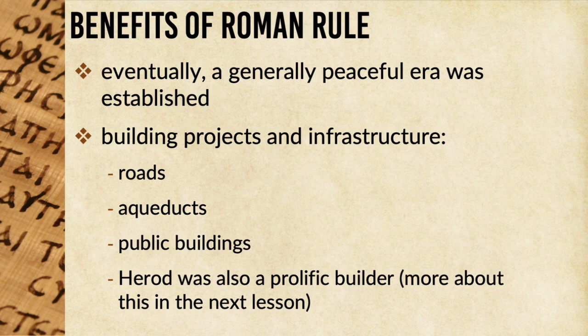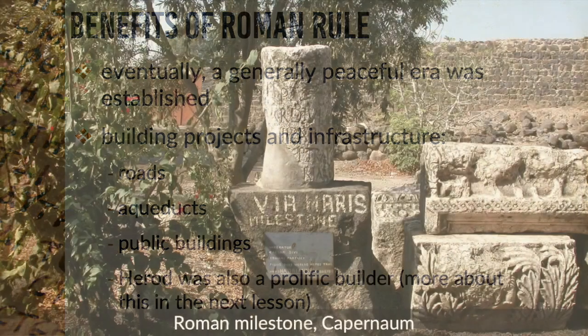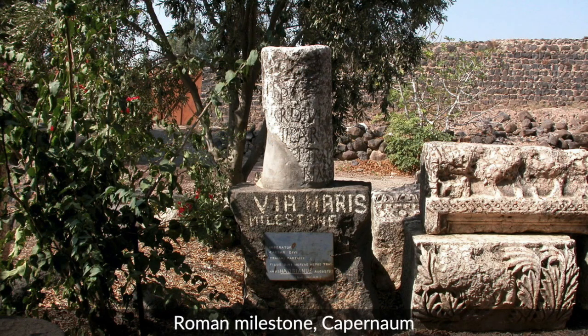So we're not going to talk a lot about that tonight. He was a prolific builder. He was king of the Jews, a puppet king under the Romans. He is building a lot of stuff in Judea. So we get roads, and we get aqueducts, public buildings, lots of Roman buildings going up throughout the empire, but in Judea as well.